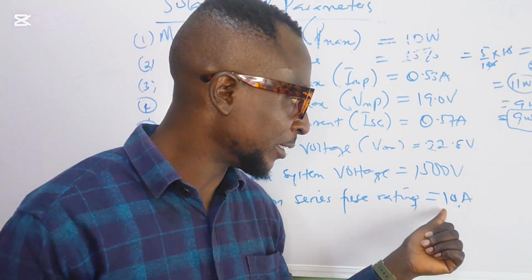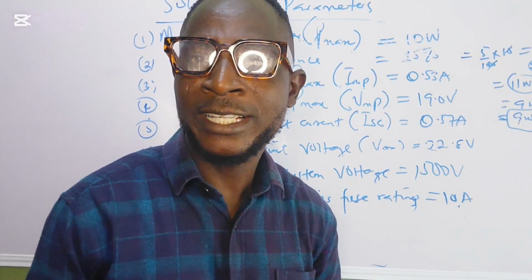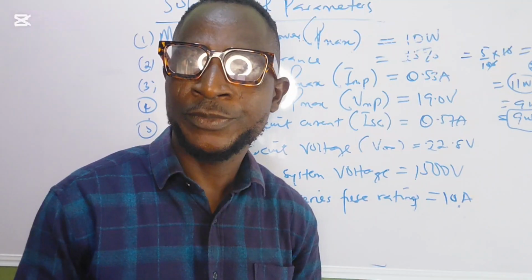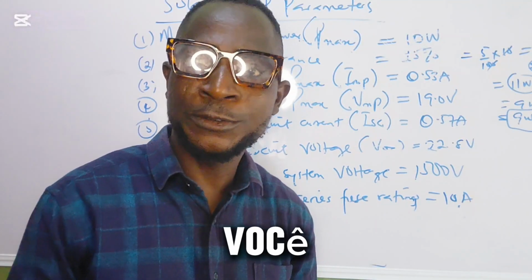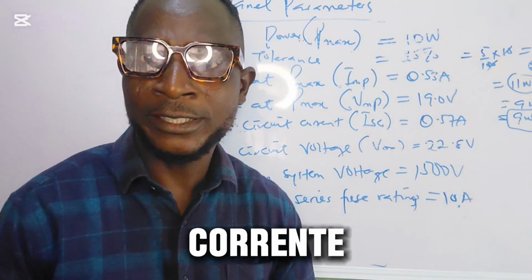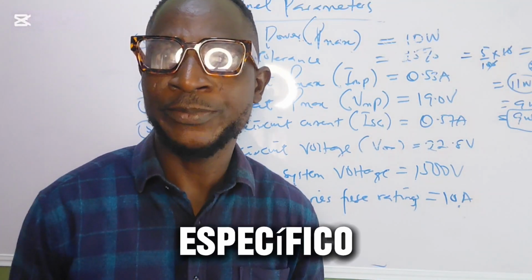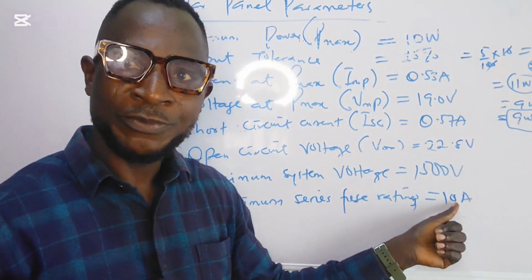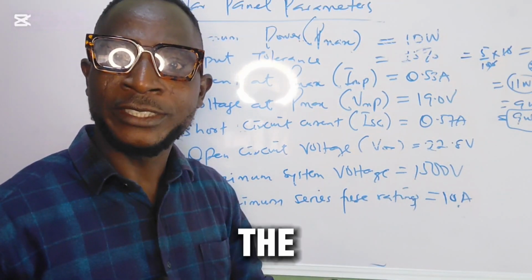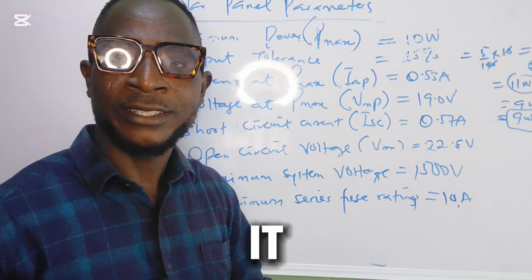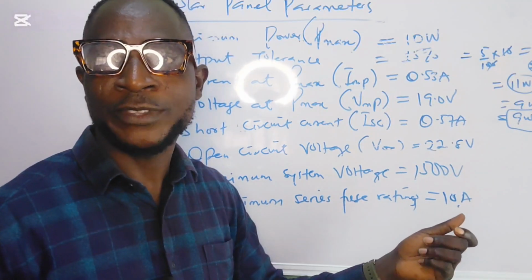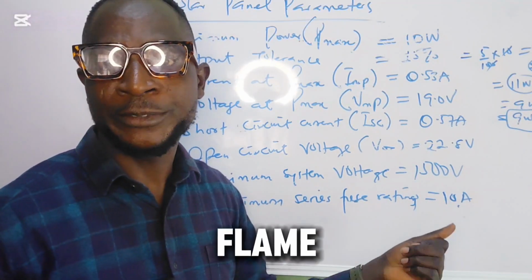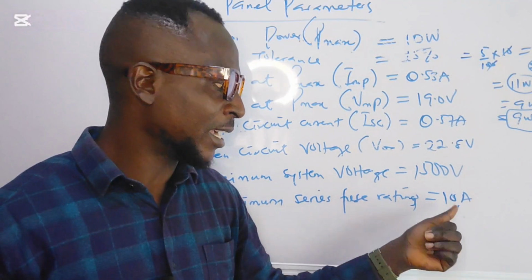Because if it is more than 10 amps, and maybe one of the strings, let's say something happened, one of the panels short circuits. If you short circuit, you know the other panels will feed current into that particular panel. And if there is no fuse, the current will come into the shorted panel. It will damage the diode or cause the panel to go up in flame.